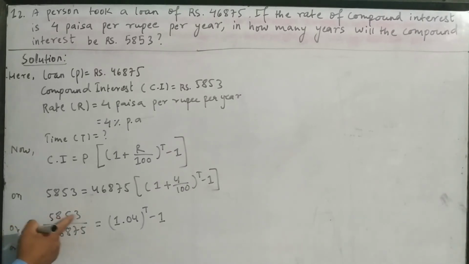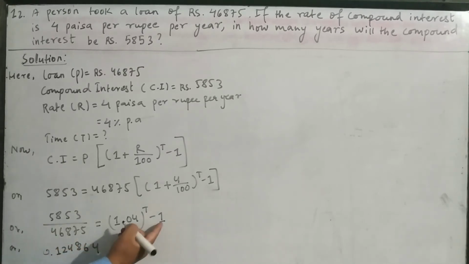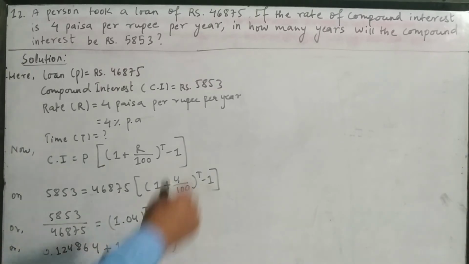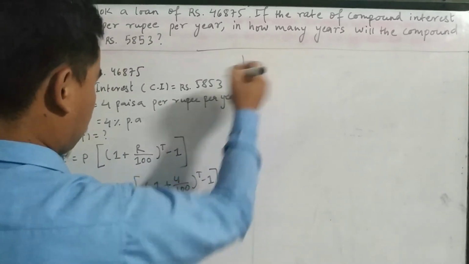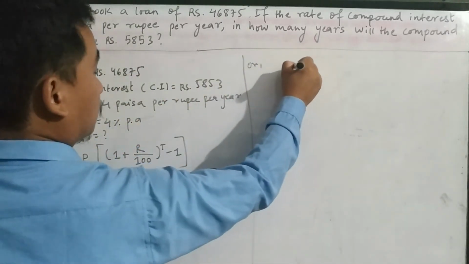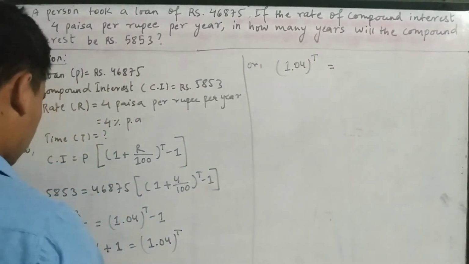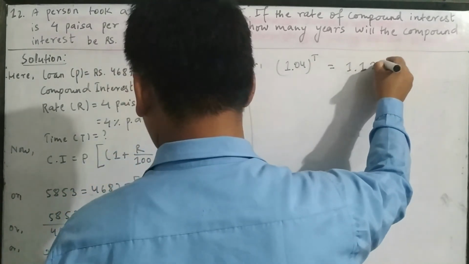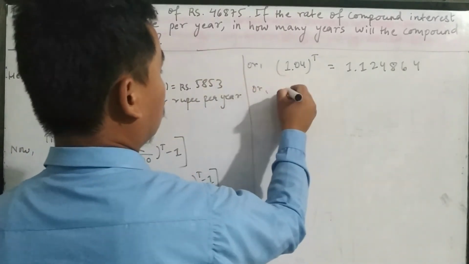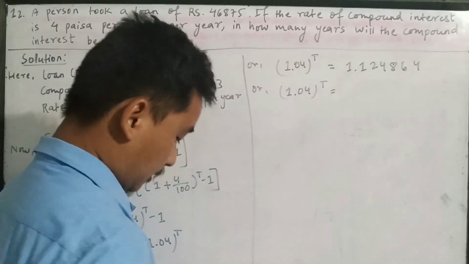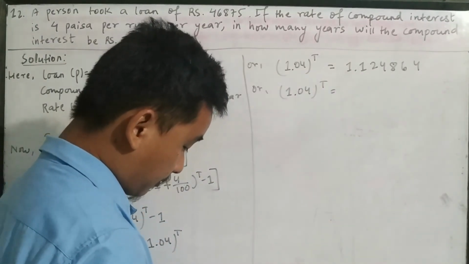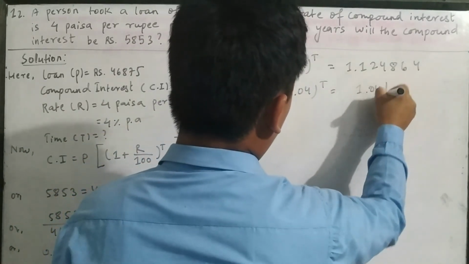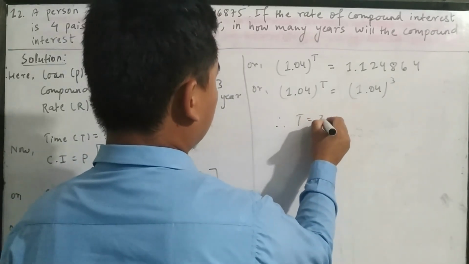Or dividing 5,853 by 46,875, we will get 0.124864. If minus 1 comes to this side, then it becomes plus 1, so 1.04 whole power t equals to 1.12486, or we can write 1.04 whole power t equals 1.04 whole power 3. Comparing, we will get t equals to 3 years.